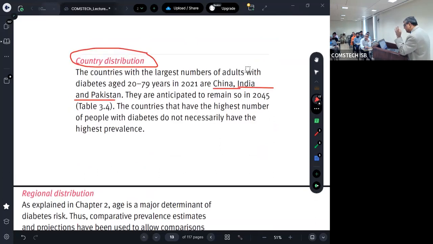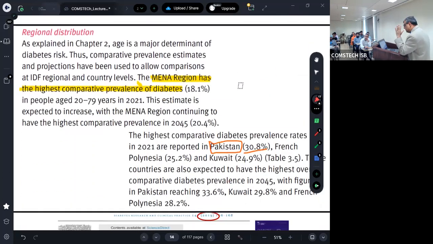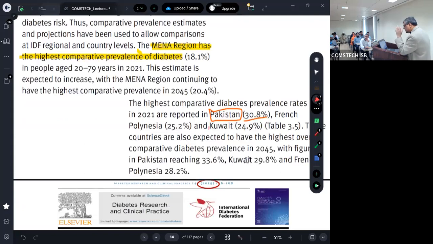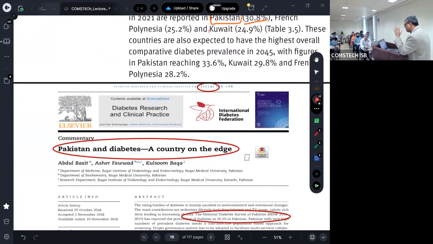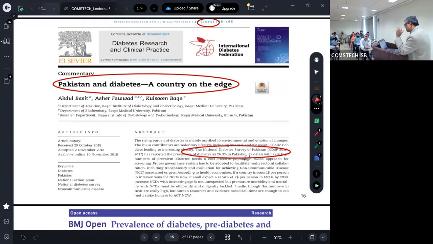Country distribution: China, India, and Pakistan have the maximum number of diabetes cases. As I told you, in the MENA region, the Middle East, Pakistan is 33% and Kuwait 49%. Especially in the Arab world there is also lots of diabetes. The prevalence is the same in the Arab and non-Arab world. In many Arab countries the average prevalence is 24%. Therefore, Pakistan is a country of diabetes.